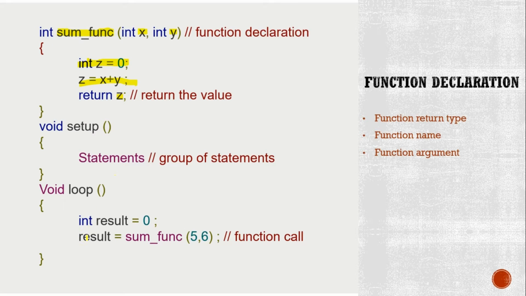To whom is it returning? To where it is called from. For example, in the loop block you can see it was called: result equals sumfunc(5, 6), like this. It will return 11 to the result. Like this it executes.